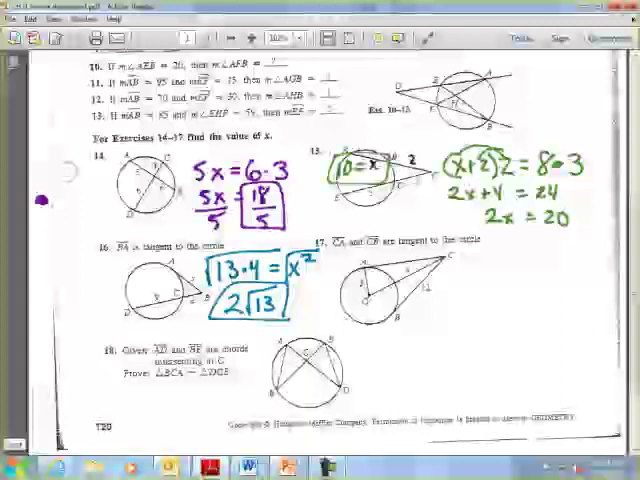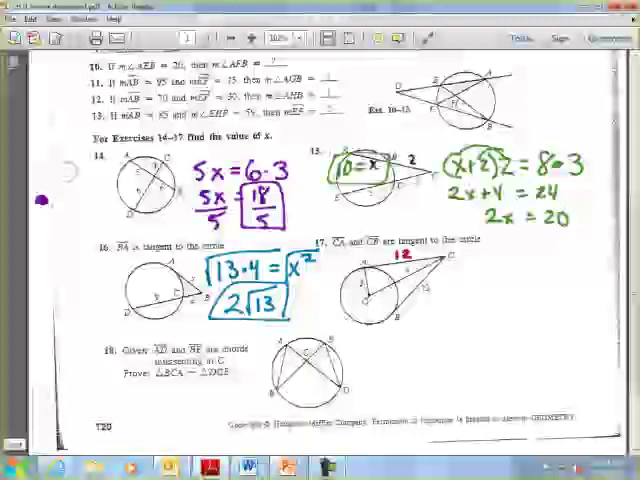Number 17, we are told that CA and CB are tangents to the circle. What do we know about the lengths of tangents? What do we know about CA? It's 12 as well. All tangents to a circle from a point will be the same length.